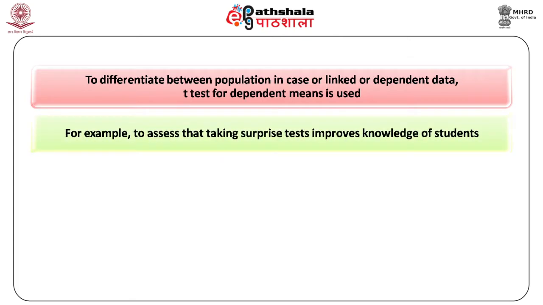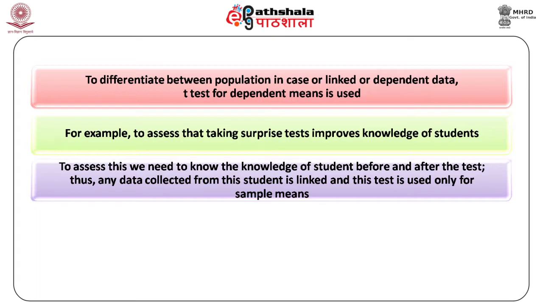For example, to assess whether taking surprise tests improves the knowledge of students, we need to know the knowledge of students before and after the test. Thus, any data collected from these students is linked. This test is used only for sample means.